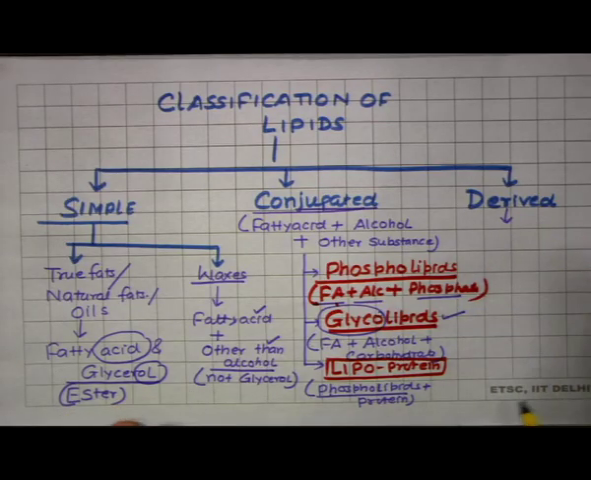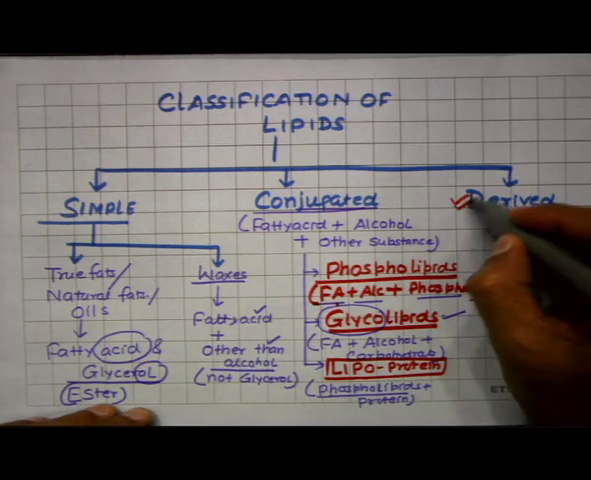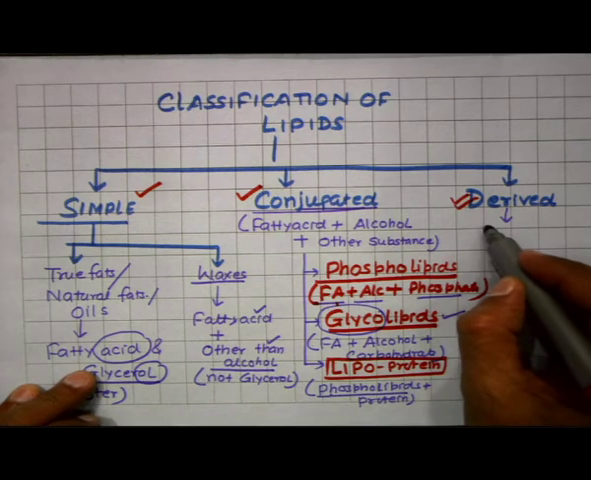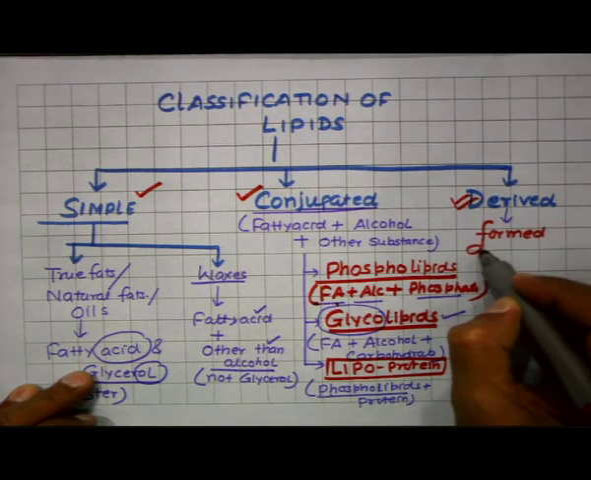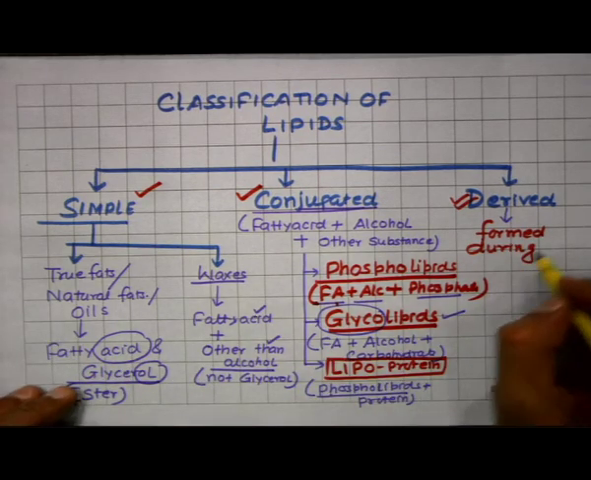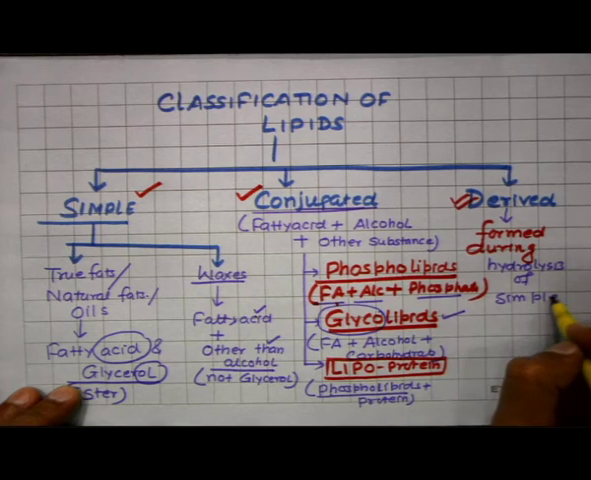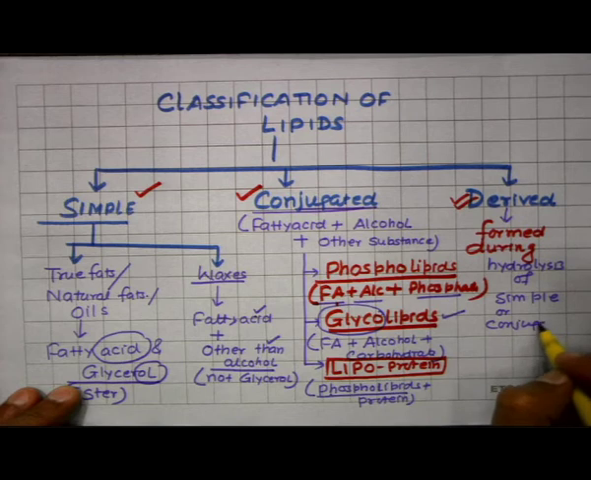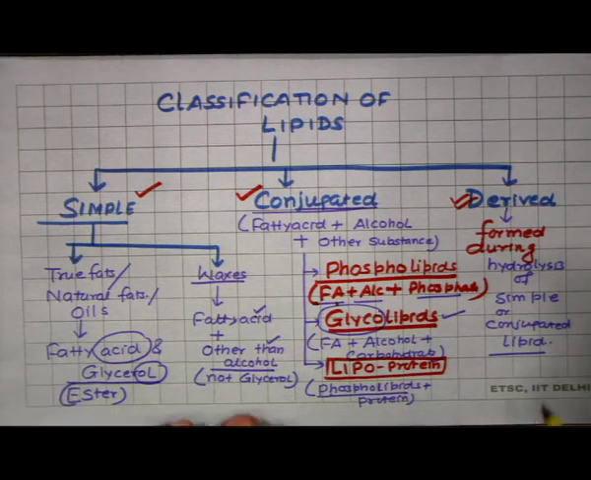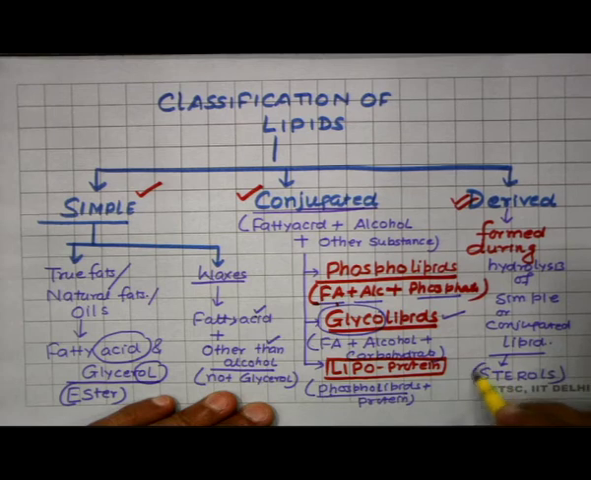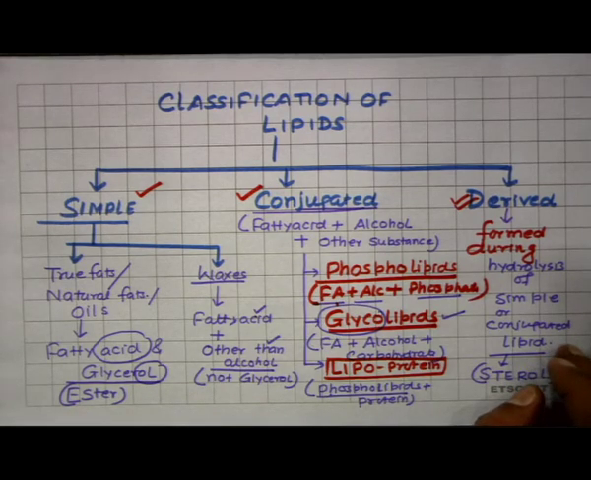Now, the third one is the derived form. As the name indicates, it is the derivative form of simple and conjugated lipids. So, we can easily define it as formed during hydrolysis of simple or conjugated lipids. The best example of derived form of lipid in your book is steroids, sterols. So, these are the 3 basic forms of lipids: simple, conjugated and derived.